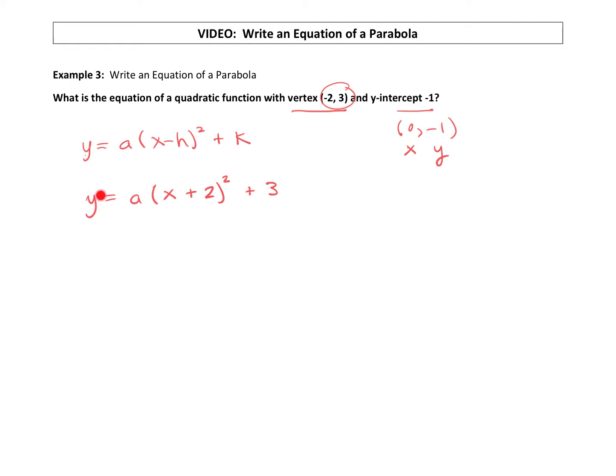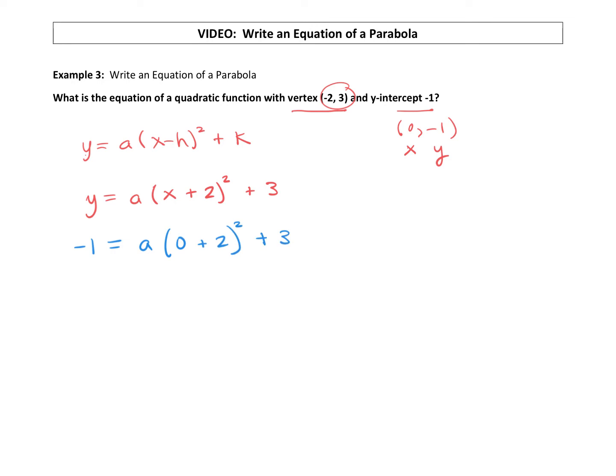So this y value we are going to replace with the y value of our ordered pair. So we're going to say -1 equals, we don't know the value of a, so I'm going to leave that as a, but this x value we will replace with the x value of our ordered pair. This could be any ordered pair on the parabola. They could have given us a different ordered pair, and that x and that y would produce the same a value as well.